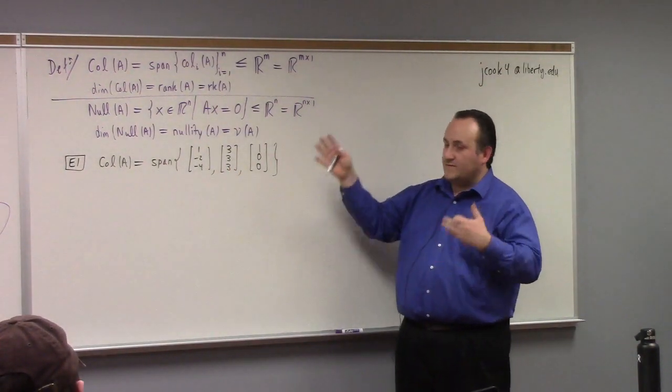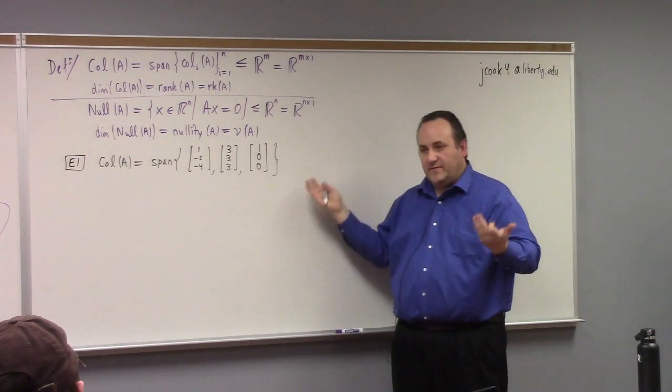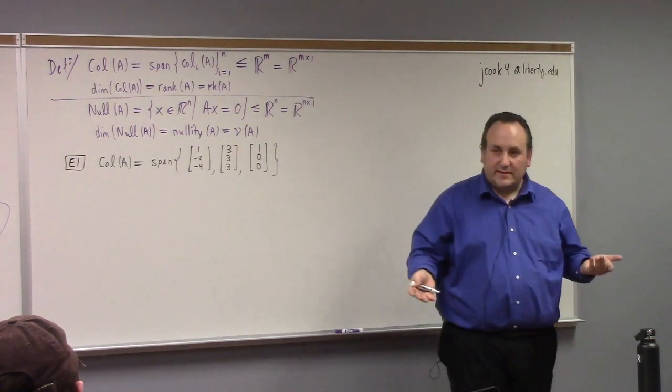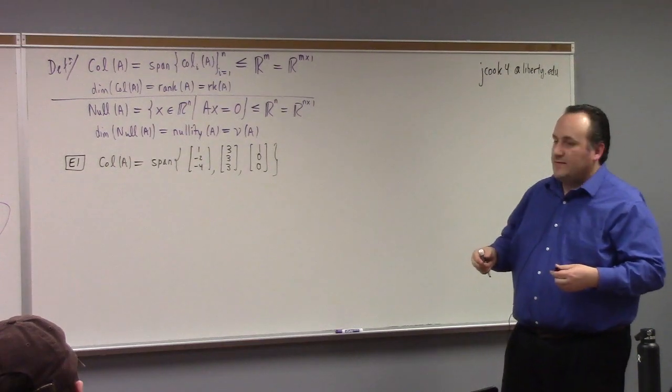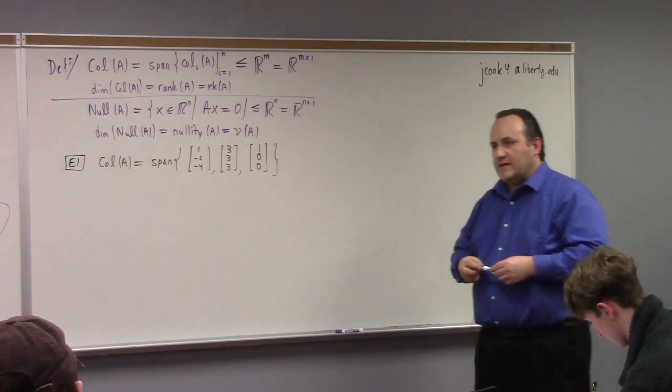The basis for the column space of A is formed by the pivot columns. They're necessarily linearly independent. And therefore, we can say a little bit more about the rank. What is the rank actually as it relates to row reduction?